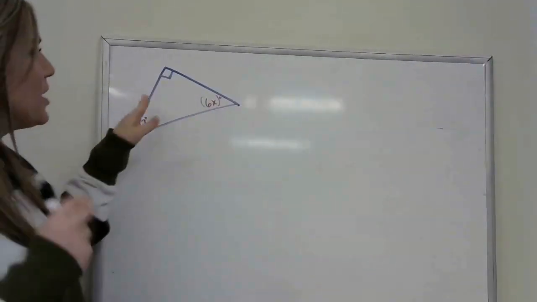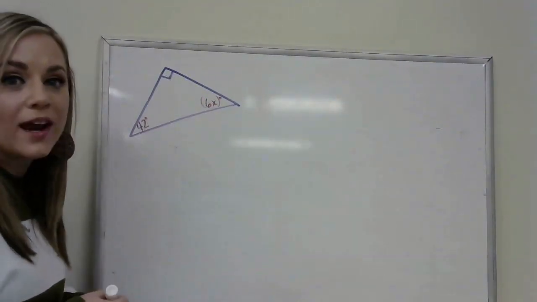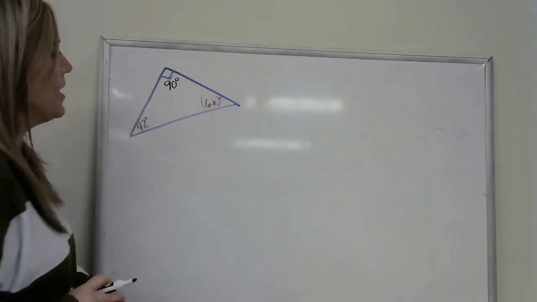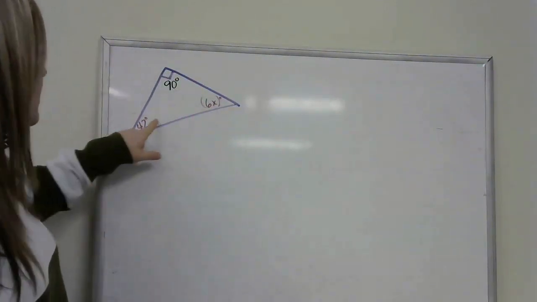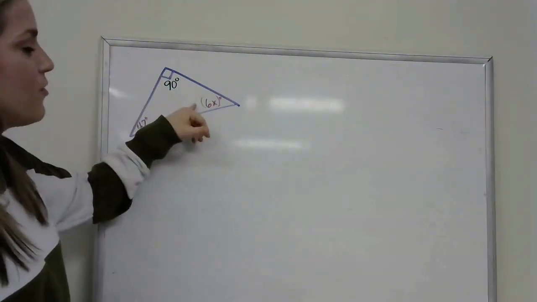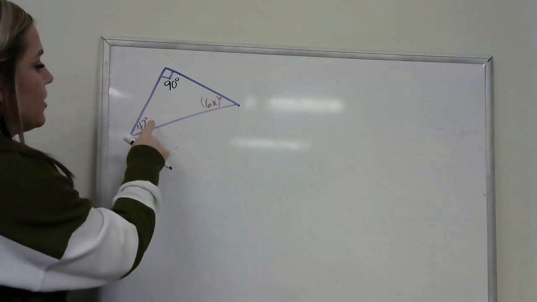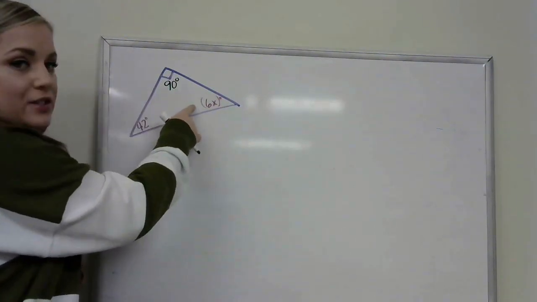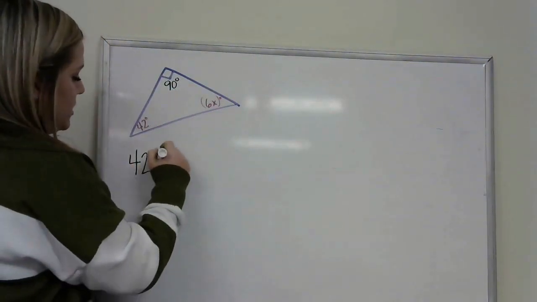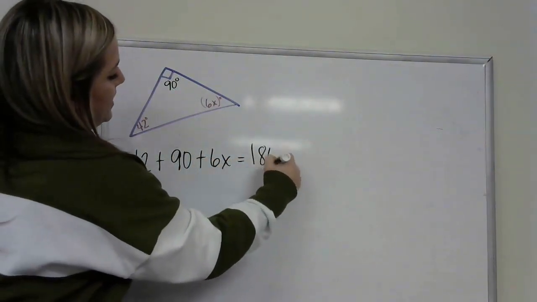Okay, guys, so here we have a right triangle, and I know it's a right triangle because I have the little square right here, and we know that a right angle measures what? 90 degrees. Good job. Okay, so we know that this angle is 90 degrees. We know this angle is 42. We don't fully know this one. We just know it's 6 times x. All right, so we're going to solve for x, but we do know that triangles add up to 180 degrees. So I know that 42 plus 90 plus 6x is going to equal 180 degrees. Okay, so I'm just going to put 42 plus 90 plus 6x equals 180, okay?